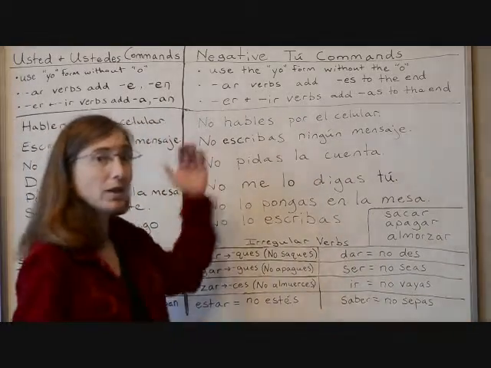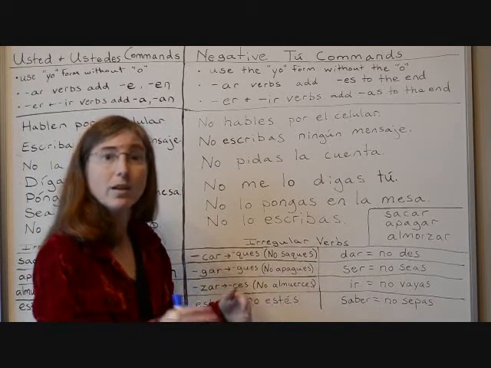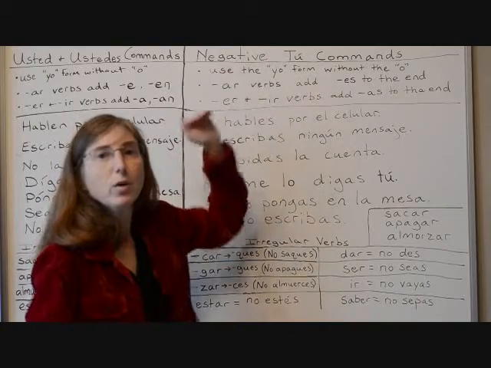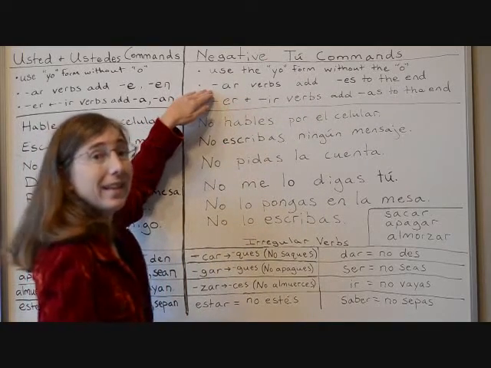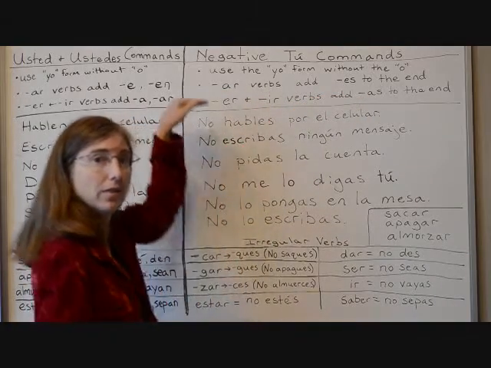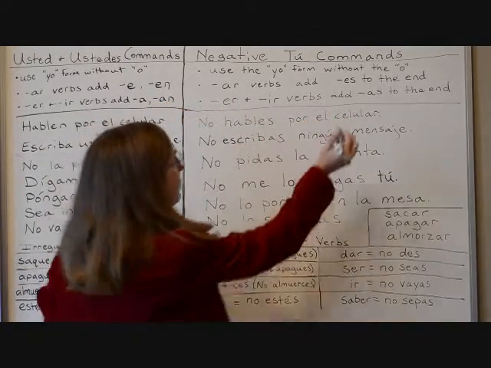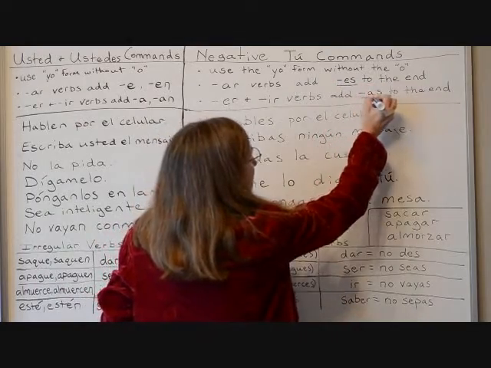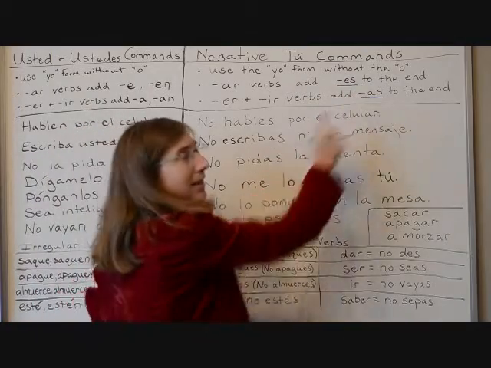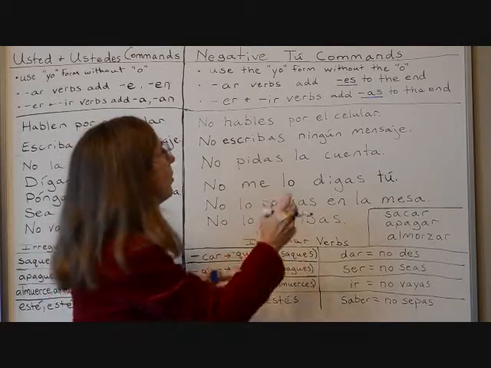Now, when we're conjugating a verb in Spanish and we want to tell somebody we're familiar with not to do something, we just take the yo, present tense form of that verb, and drop the O off of the end. If it's an AR verb, we add ES to the end of it. If it's an ER or IR verb, we add AS to the end. So with negative tú commands, our verbs are either going to end in ES or AS, and we're going to add those endings onto the yo form.